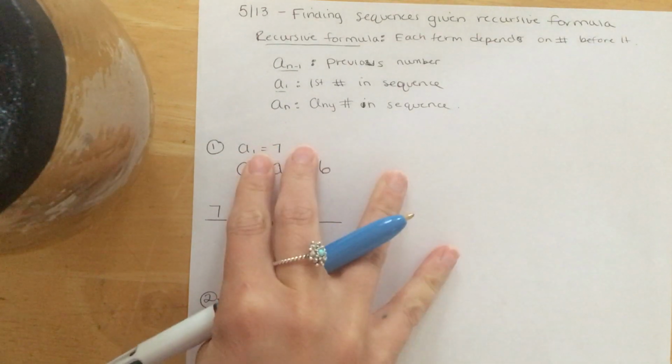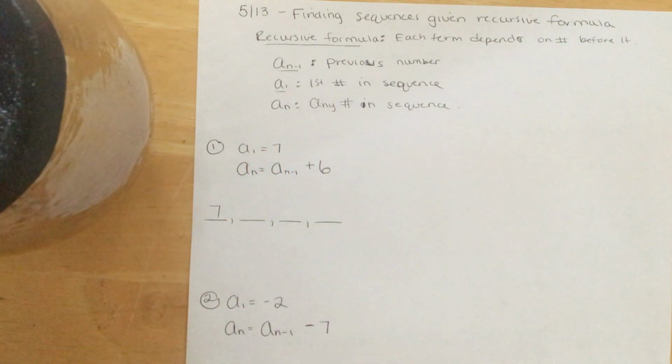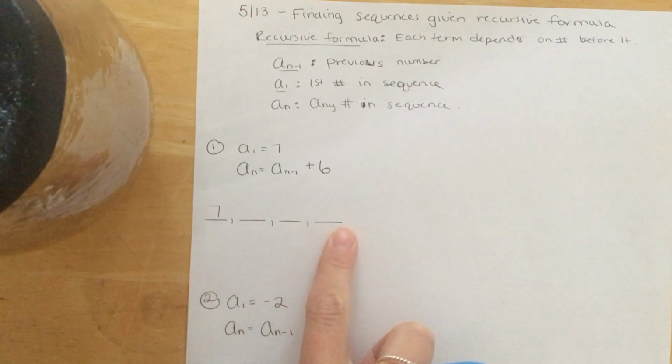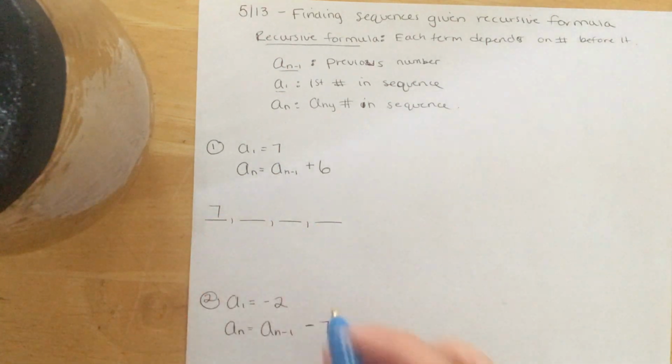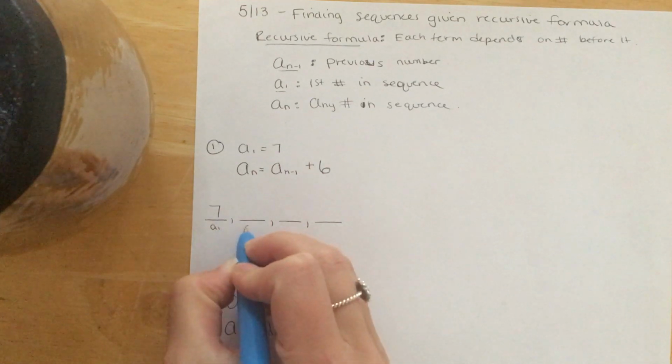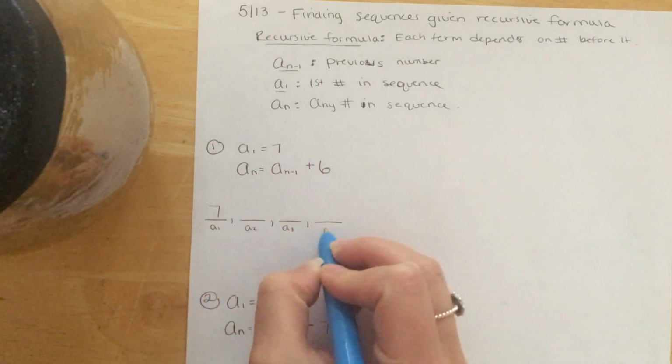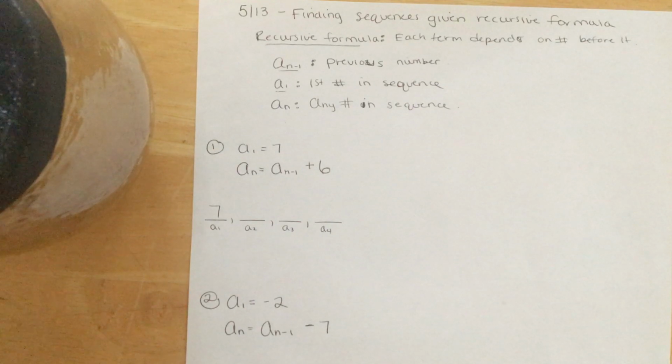And I forgot to tell you, we're going to be finding the first 4 numbers in all of these sequences. So writing out the sequence is important. I'm going to leave spaces for once I find my other terms. But A1 is 7, and this is the first term in the sequence. You don't have to write these little things underneath. I'm just going to do it for the first one so you can see what I mean here.